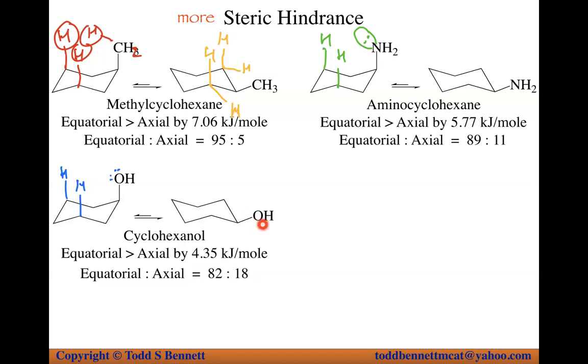So equatorial is still more favorable, but not as exaggerated. So the OH can potentially go axial with a higher frequency. Those become kind of important when we start looking at sugars.